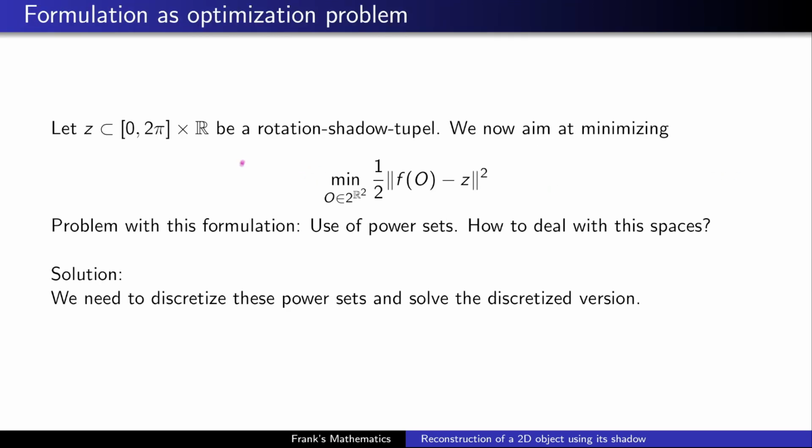Z is our given rotation shadow tuple, and we want to minimize our function f over the power set of R2. This is exactly where the problems start. We have to use a power set in this formulation, and how do we deal with these spaces? They're quite nasty to deal with. But there's a solution, of course. We just discretize them and work with the discretized version.